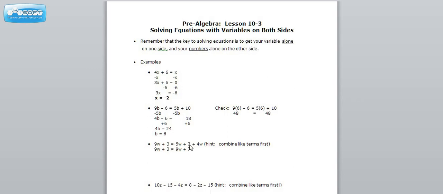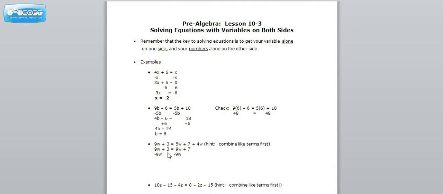So look here, 5w plus 4w gives me 9w's. If I had 5 watermelons and I added 4 watermelons, I'm going to have 9 watermelons. But I can't add the 7 to it because he's not a watermelon. So now I need to get all my watermelons on one side and all my constant numbers on the other. So this 9w is on the wrong side. So in order to get rid of 9w, I need to subtract 9w from both sides.